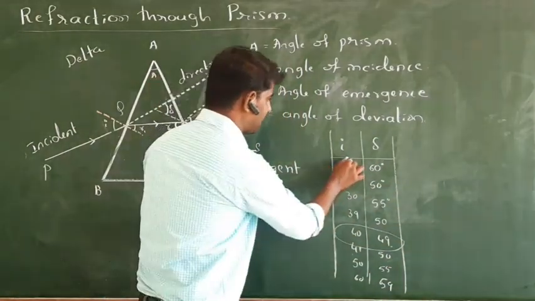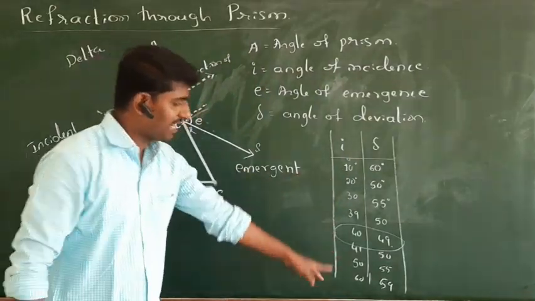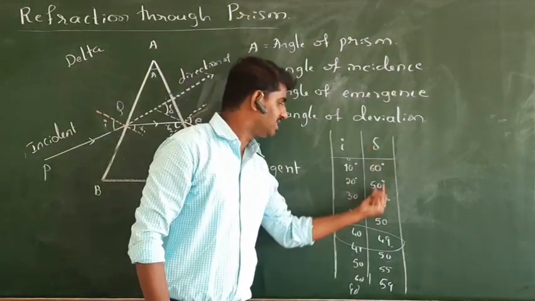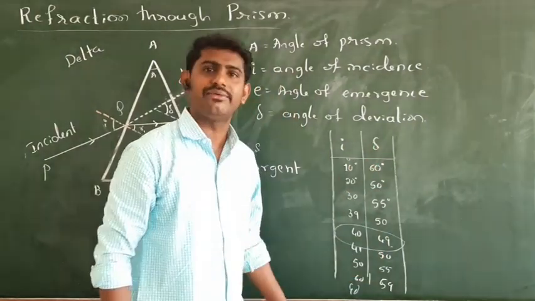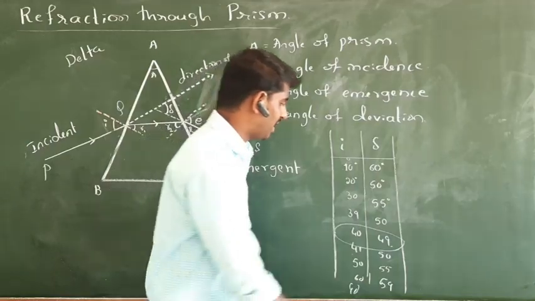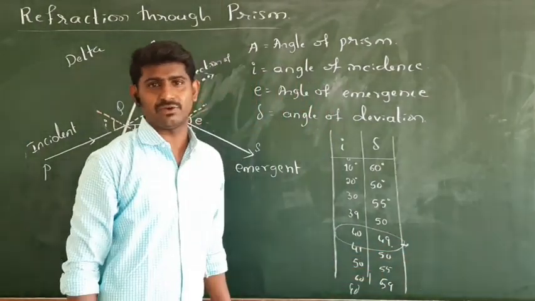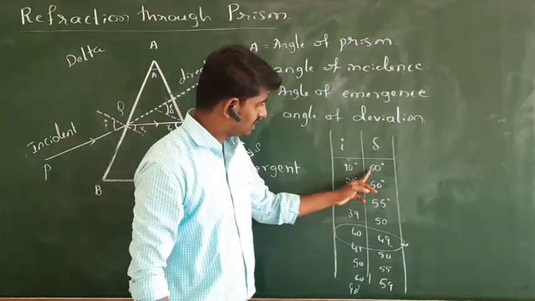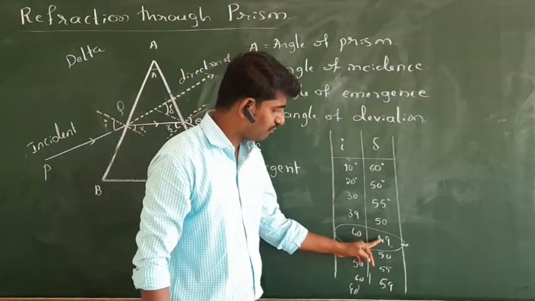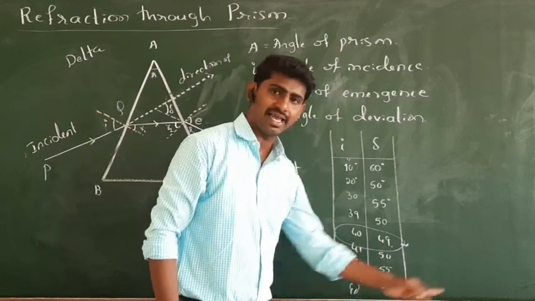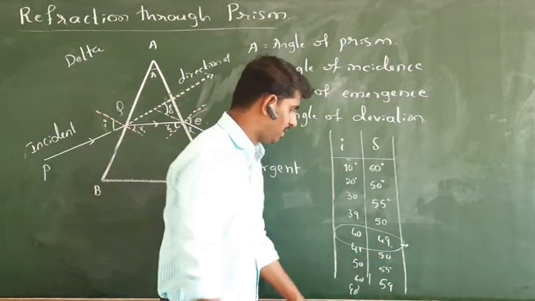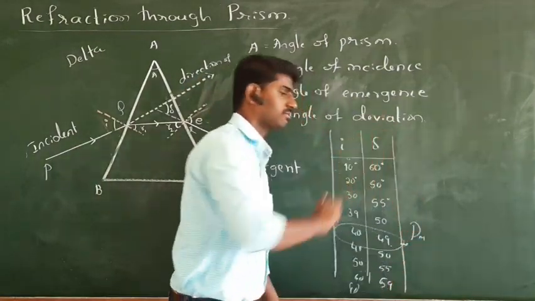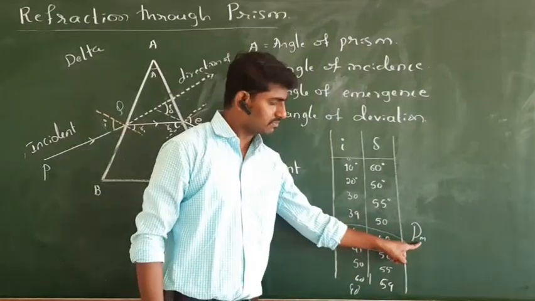If I increase the angle of incidence further, what happened? The angle of deviation also starts to increase. If I take values from 0 to 90 degrees for the angle of incidence, I can get various values for the angle of deviation. Among all the values, this will be the lowest value. I call this the minimum deviation. Check here, this is 60, 50, 55, 50, 49, again 50, 55, 60, like this. Again they are increasing, so the minimum value is 49. For this we call it capital D subscript m.